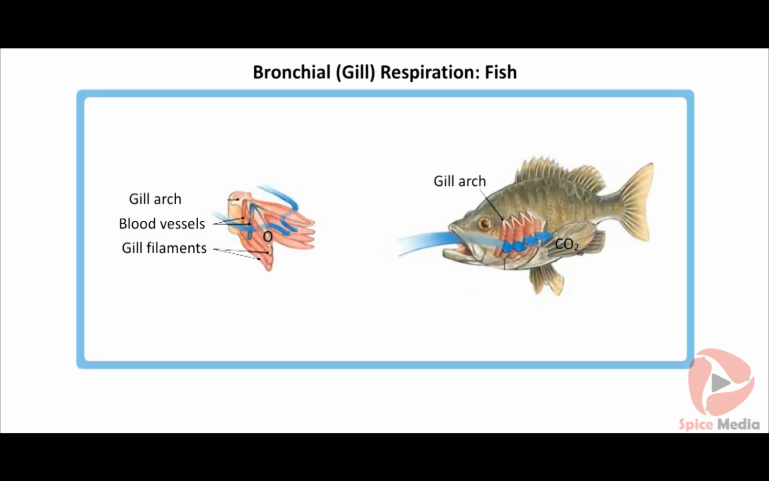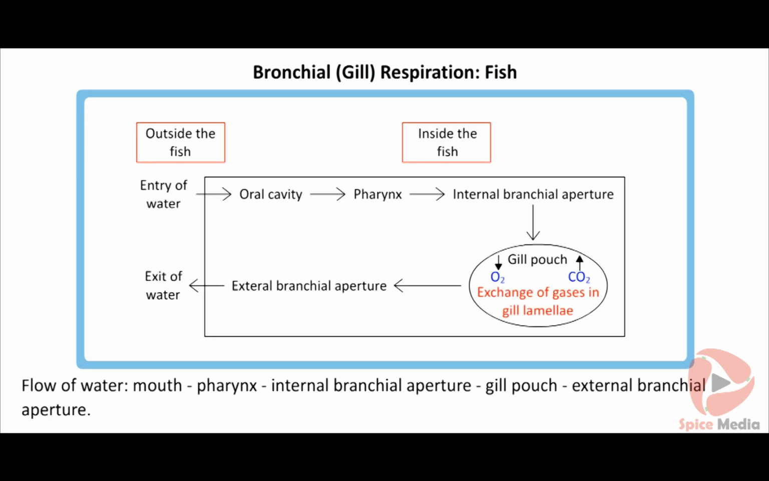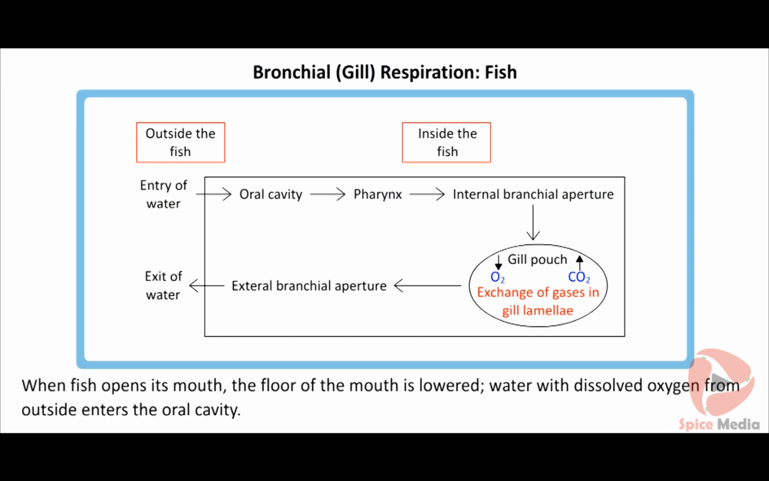Fishes have developed special organs for respiration, which are known as gills or branchiae. Respiration through branchiae is known as branchial respiration. Flow of water along the respiratory path starts from mouth, pharynx, internal branchial aperture, gill pouch, and ends in the external branchial aperture. Mechanism of branchial respiration.